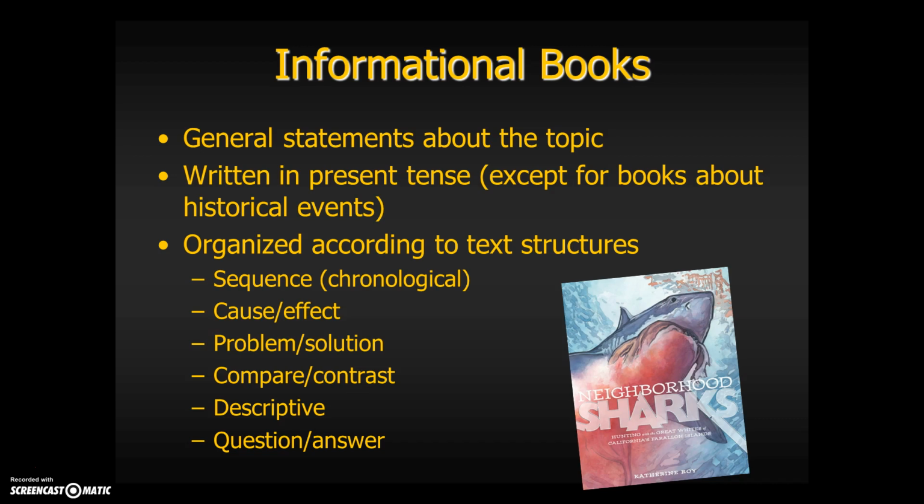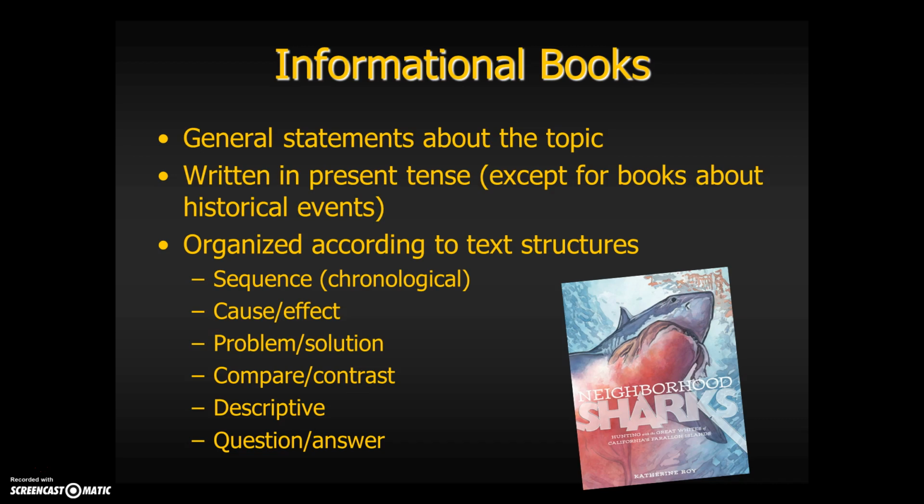Also, informational books are usually written in the present tense, but of course the exception to that would be books about historical events. We often see those written in the past tense. And informational books are usually organized according to different types of text structures. So a text structure is a way that the author chooses to organize information in the text. You might think of it as a pattern of the way the book is written. And oftentimes informational books will incorporate multiple types of text structures.